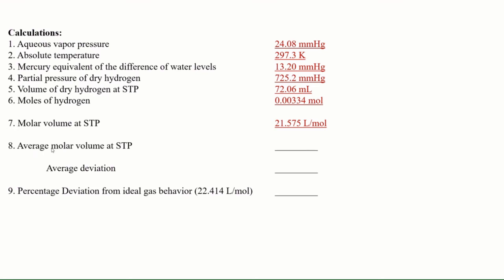Okay, the last part of the calculation is asking for the average molar volume at STP. Unfortunately, we can't do average molar volume with our data because we only did 1 trial, so we don't have a second trial to take an average. But on your report and in your experiment, you would have 2 trials, and you have the molar volume at STP for 2 trials, and you would just get their average. Okay, so you would add both of them up and divide by 2 because there are 2 trials. That would give you the average molar volume at STP.